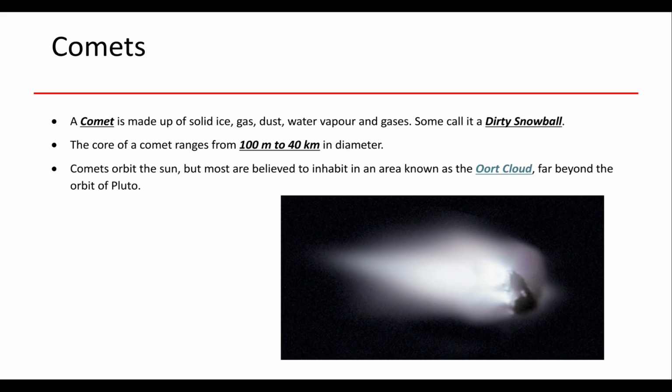Now, we talked about asteroids. The other large thing that we will see often is called a comet. And a comet is basically a dirty snowball. It's just a chunk of ice, dust, and some rock all mashed up together. Okay, and what they do is they travel around the sun, and they are believed to come from an area called the Oort cloud, which is found beyond Pluto.